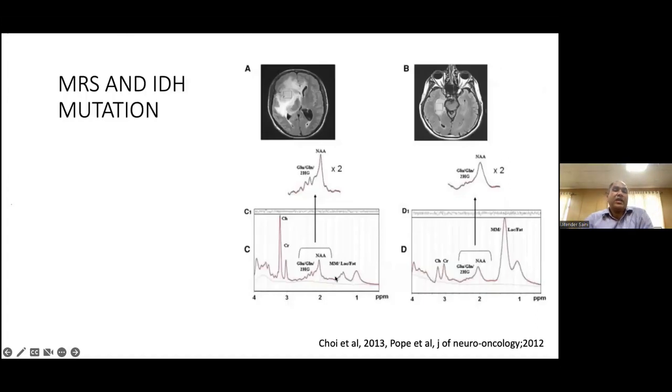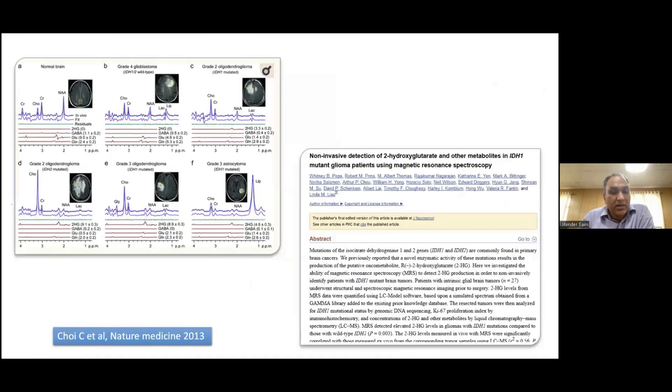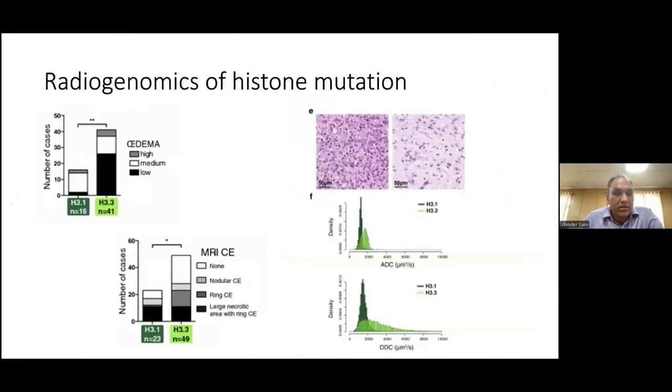IDH mutation can be directly detected by spectroscopy if you can detect the hydroxyglutarate peak. This is a very tiny peak which overlaps with the glutamate peak, so it is very difficult to detect. This is a very specialized method and requires a very big tumor in which a large voxel can be placed. But this is a potential method. There are many papers which have emphasized the usefulness of this particular technique.